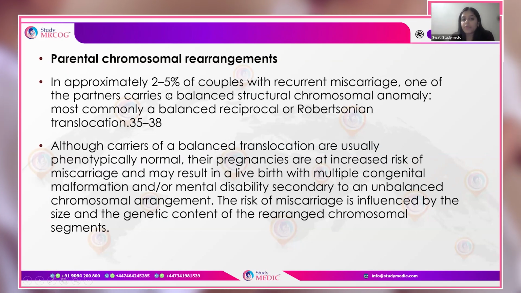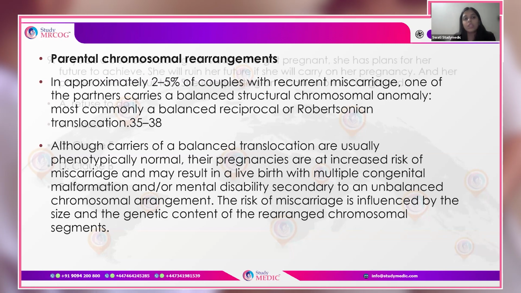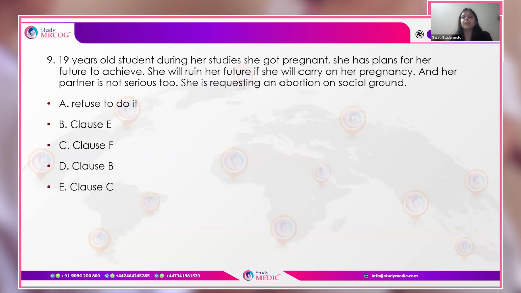In approximately 2 to 5% of couples with recurrent miscarriage, one of the partners carries a balanced structural chromosomal anomaly, most commonly a balanced reciprocal or Robertsonian translocation. So although the carriers of such translocations are phenotypically normal, their pregnancies might be at increased risk of miscarriage. The risk of miscarriage is influenced by the size and genetic content of the rearranged chromosomal segments. Hence, it is essential that we first carry out chromosomal analysis on products of conception. If not available, then obviously karyotyping of the partner or parents, whatever the option.